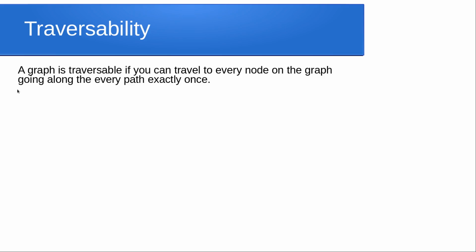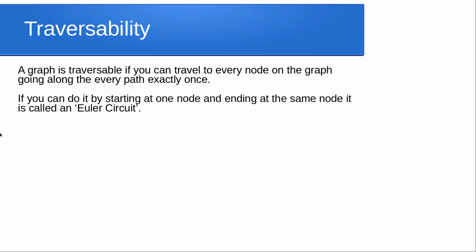In this video we're going to look at traversability. Traversability is like those pictures we did when we were younger, where we try and draw them without going over the line twice and without taking our pencil off the paper. So when we're talking about networks, we're talking about graphs, and a graph is traversable if you can travel to every node, that's every point, on the graph going along every path, and this is the important bit, exactly once.